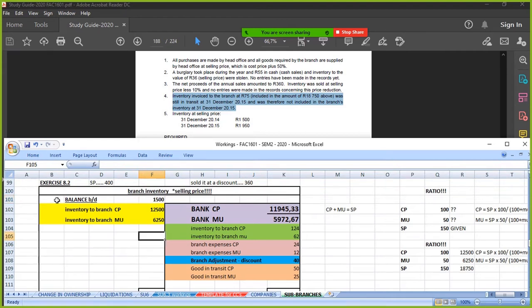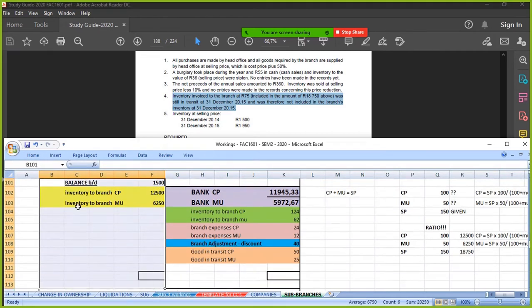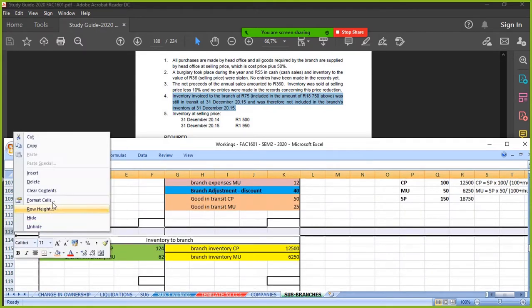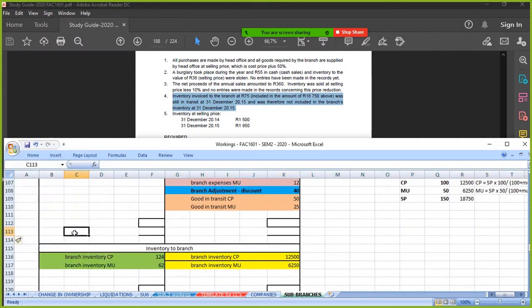Okay, is that all right? Yes. Okay, we need to add more lines here as well because we have balances. Why did it make that funny line? Okay, doesn't matter. I'm going to keep it there.